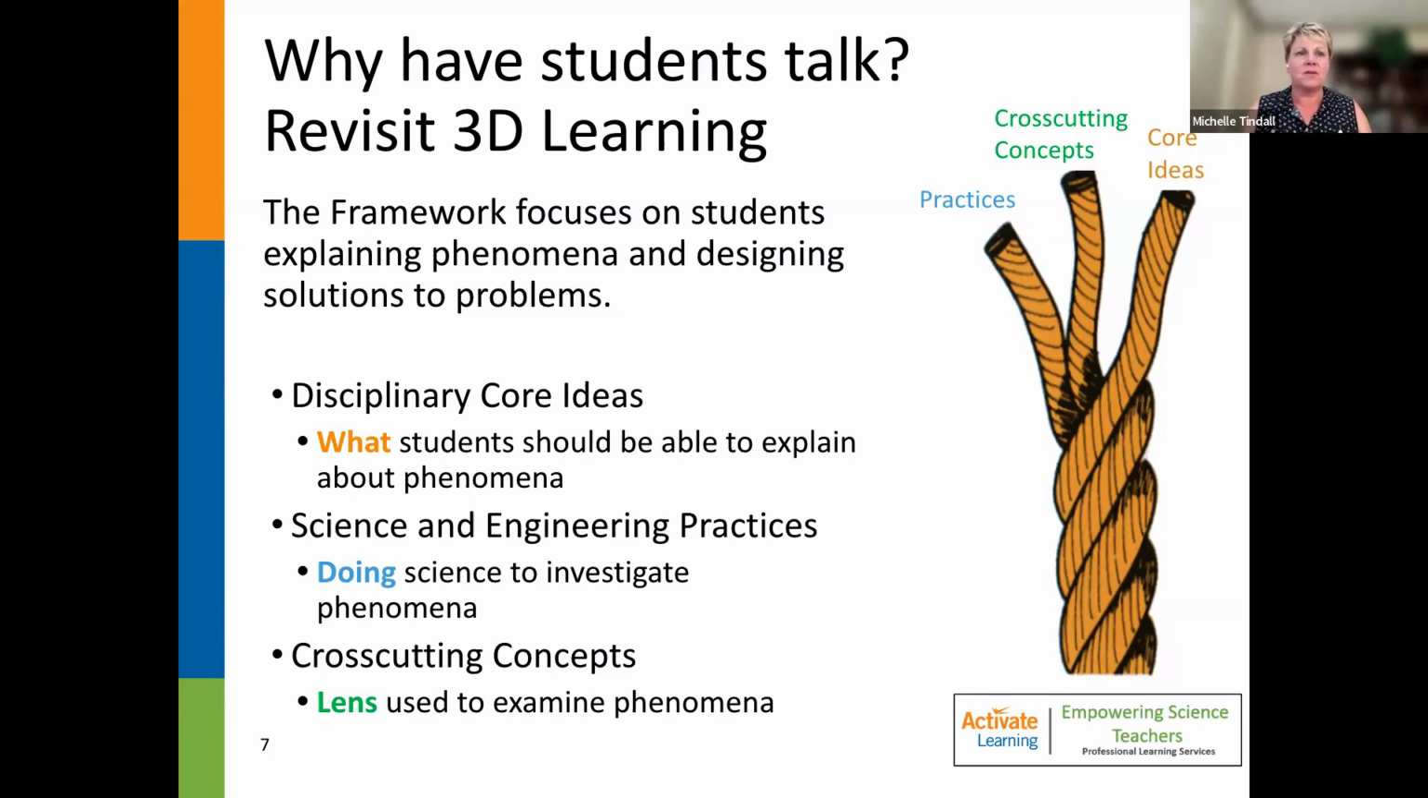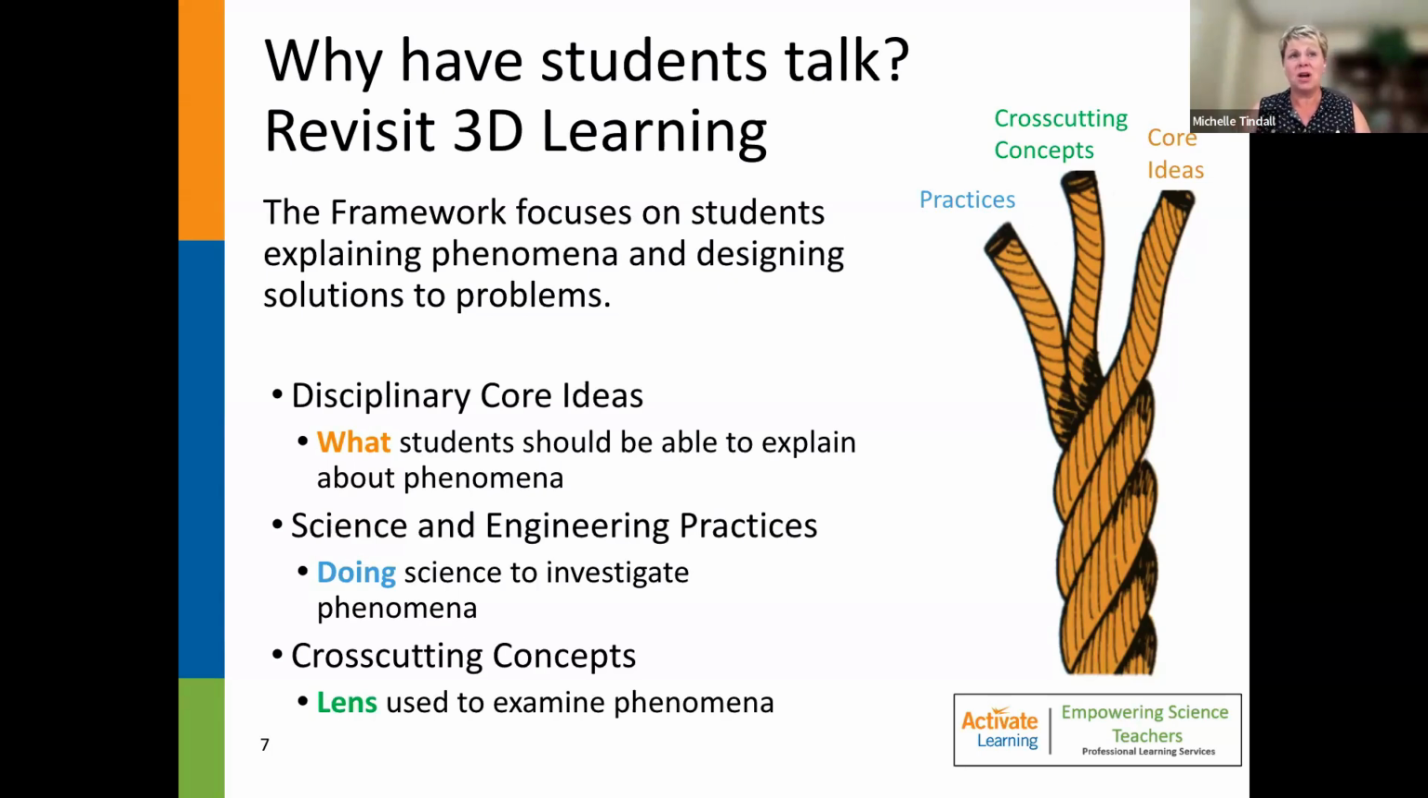And then the cross-cutting concepts are those lenses that we use to examine science content and a phenomenon, for example. So those would be things like structure and function, energy and matter, cause and effect, patterns, systems. So all of these cross-cutting concepts are things that we could really use to look at any scenario or phenomena as students are looking at figuring out science.